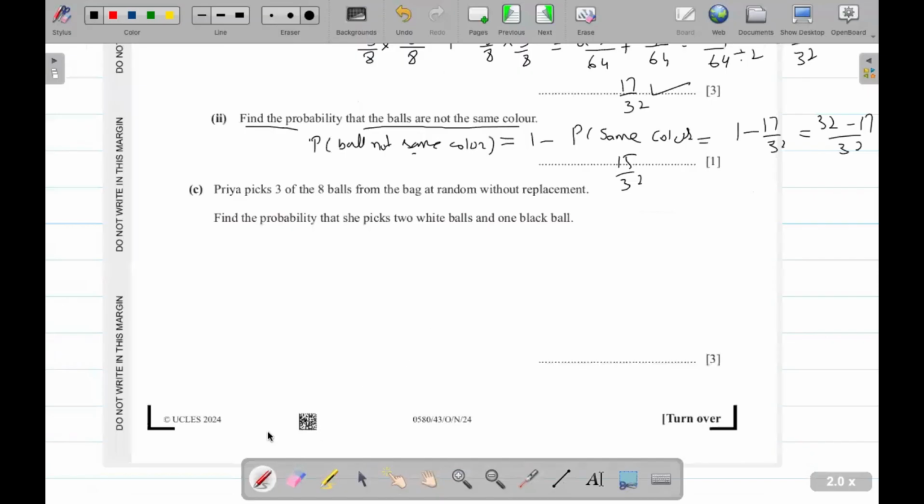Next, Priya picks 3 of 8 balls from the bag at random without replacement. Find the probability that she picks 2 white balls and 1 black ball. Look here, the total white balls are 5 and the black balls are 3. Total balls will be 8.